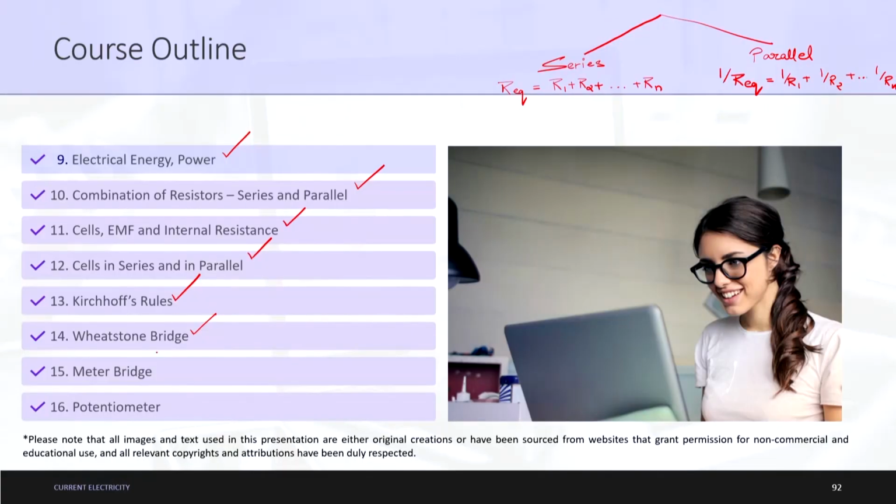Okay. Right now we are on the meter bridge. I guess the meter bridge was also completed in the last section, but I will revise this again and then we will move on with the potentiometer concept. Okay, so let us start our discussion now.